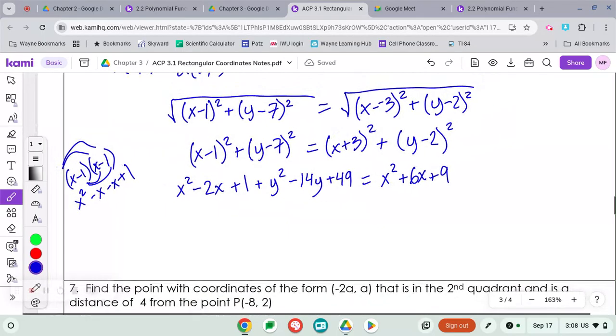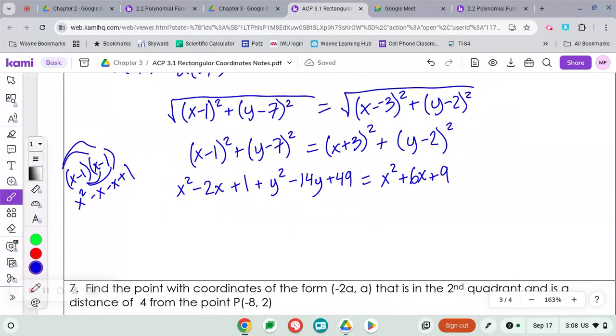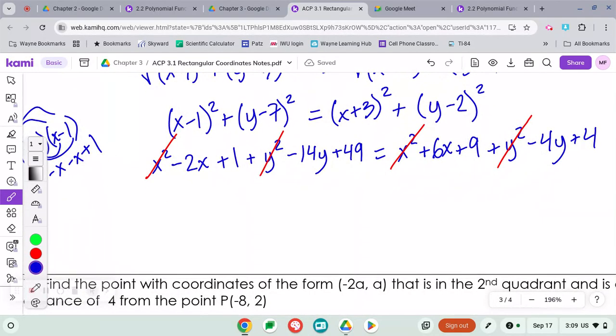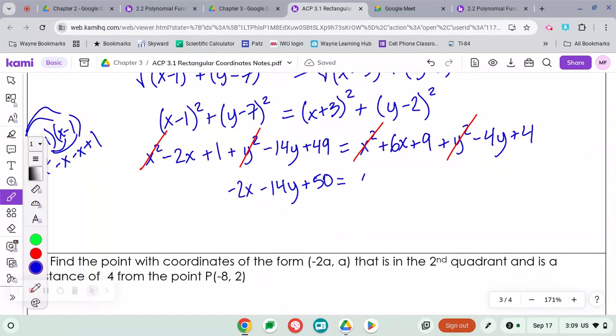If you're not following that, you're going to have to write it out. x plus 3 times x plus 3 and then FOIL it. Plus y squared minus 4y plus 4. At this point, we have an x squared on each side, cancel that out. A y squared on each side, cancel that out. Now let's combine like terms on the left. So we're going to have negative 2x minus 14y plus 50 will equal, and on the right side, combine like terms, 6x minus 4y plus 13.